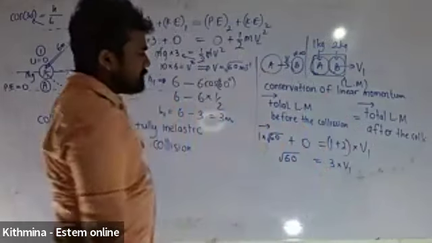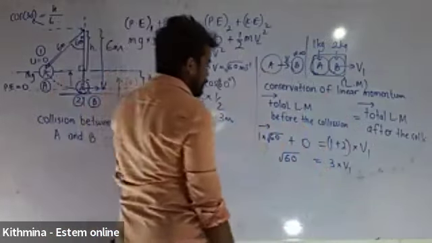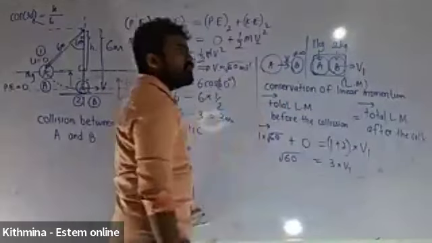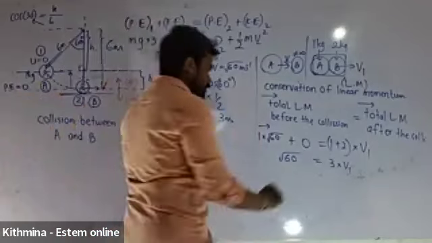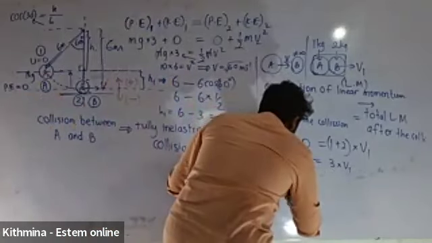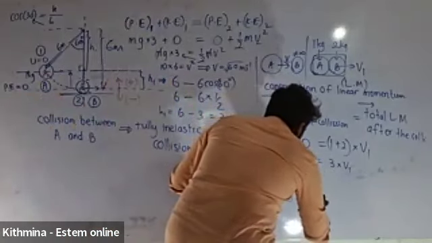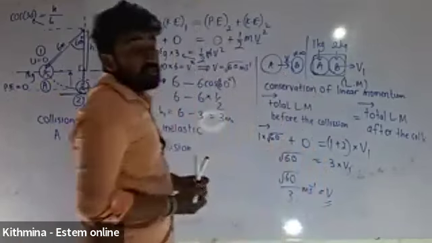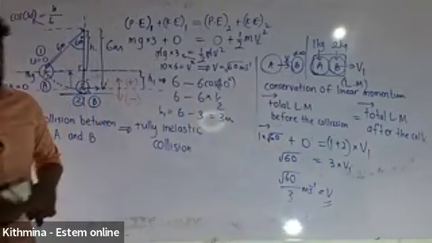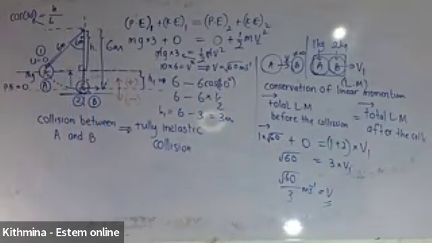We can write root 60 as 15 into 4. It's okay, but if the answer is in this form, there's no issue. That's the final answer. If you have any other questions about this, please ask me. Otherwise, write down.